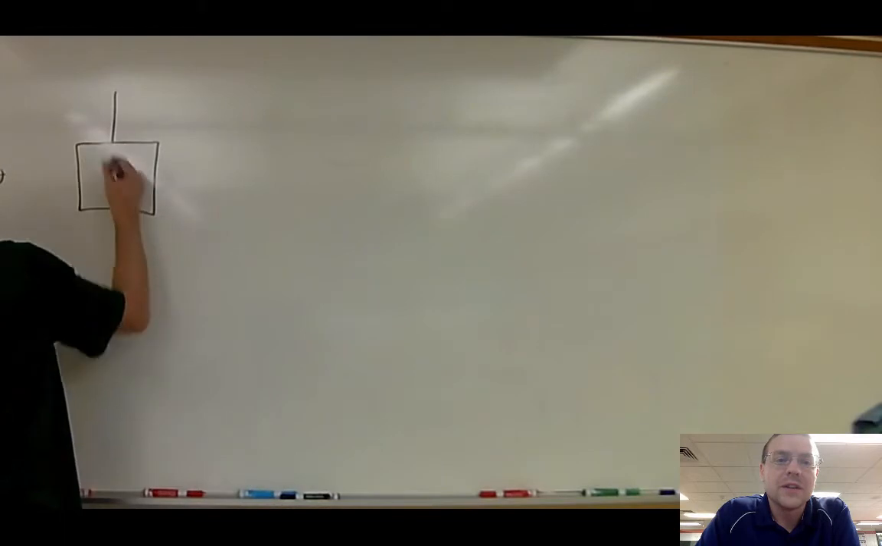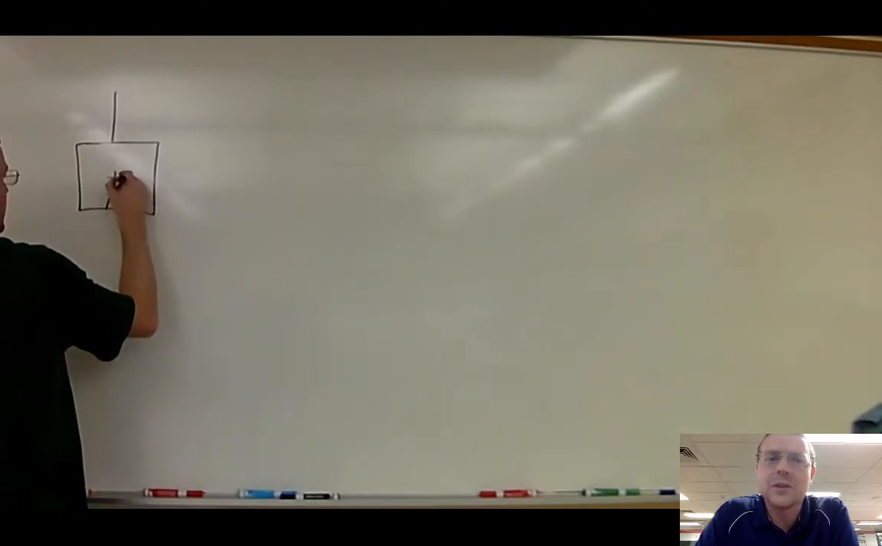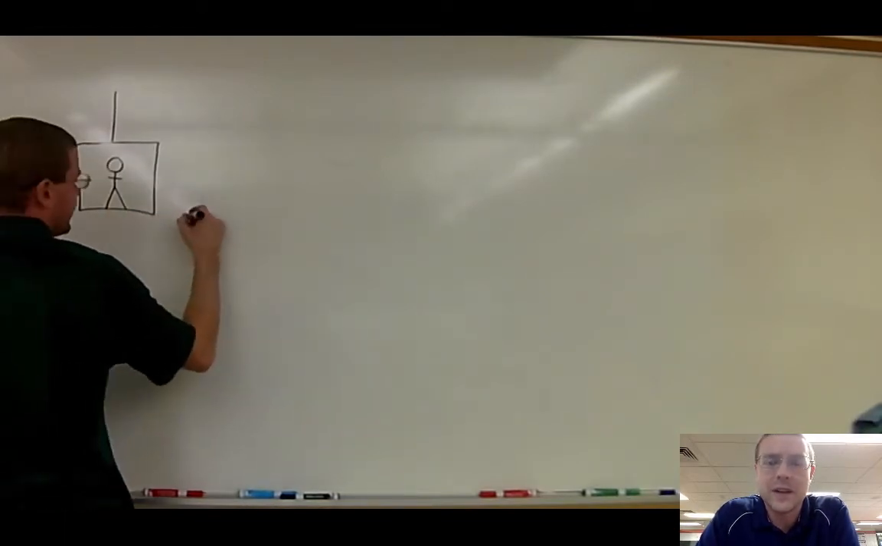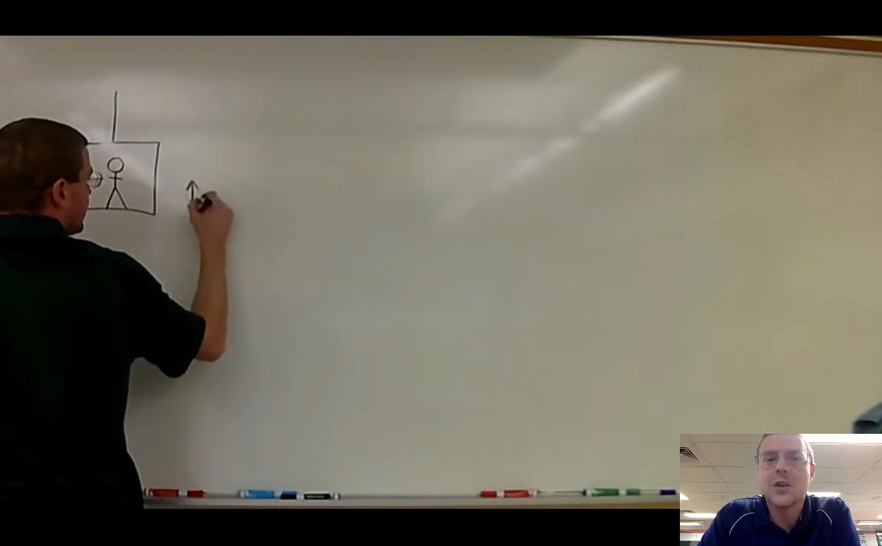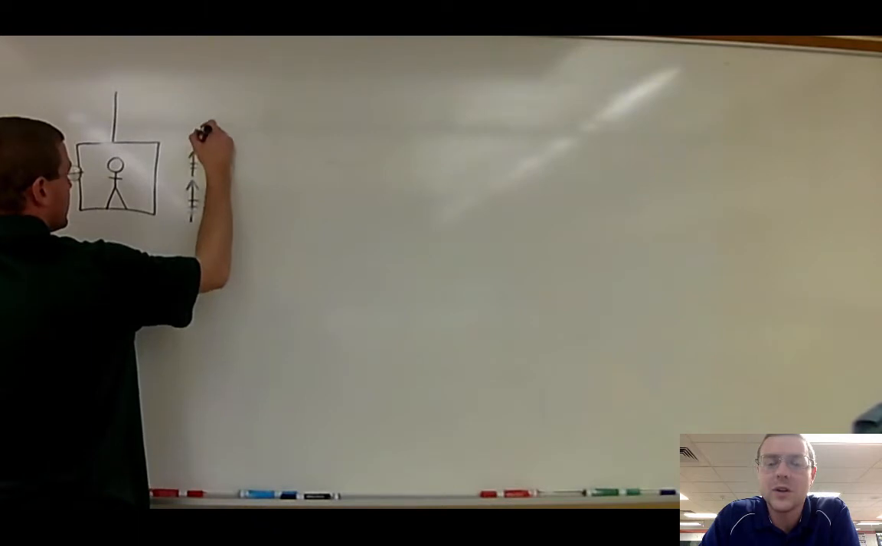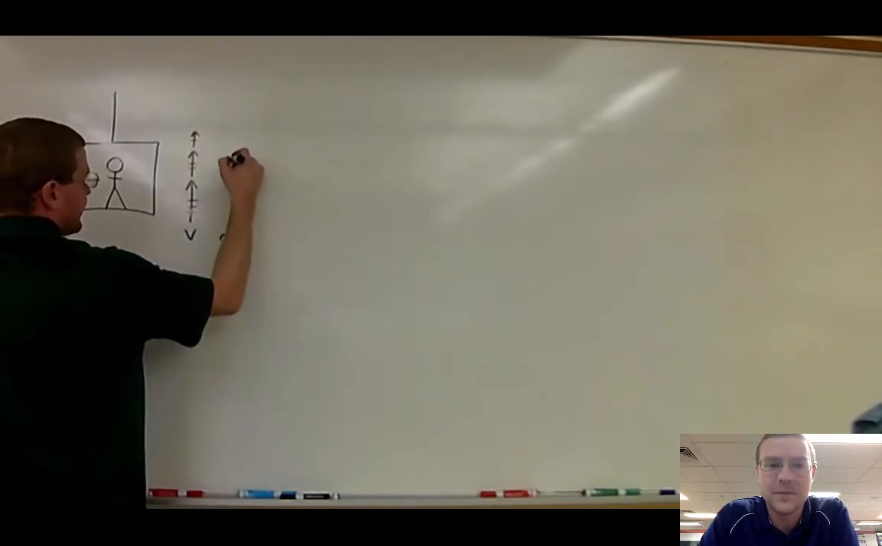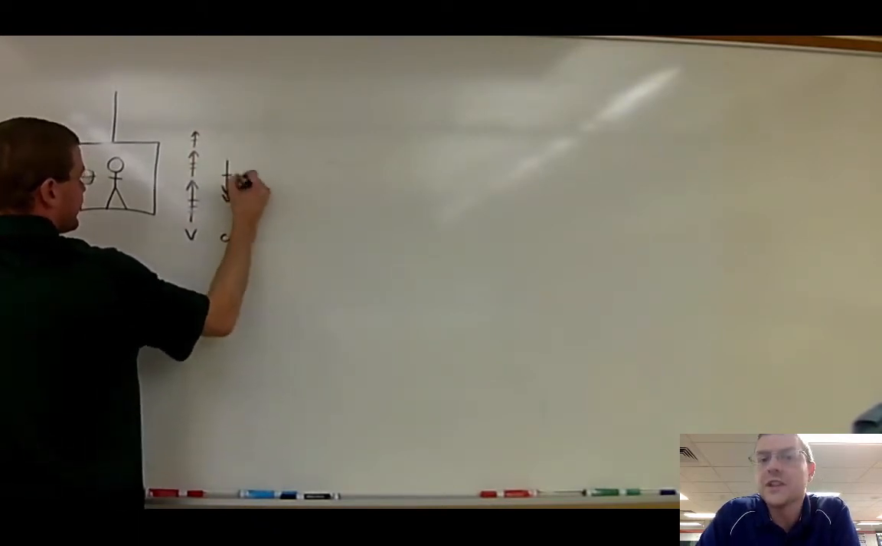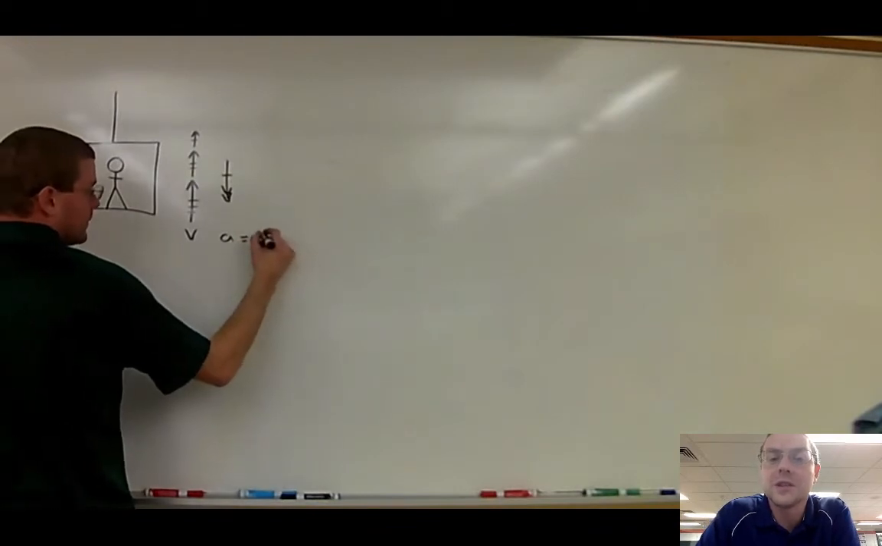So redrawing this, I want to show a little motion map here to explain how I can figure out what is happening. My velocities are going upwards and the car is slowing down. That means there has to be a downward, negative acceleration on the car. The acceleration is given to you as 3 meters per second squared.